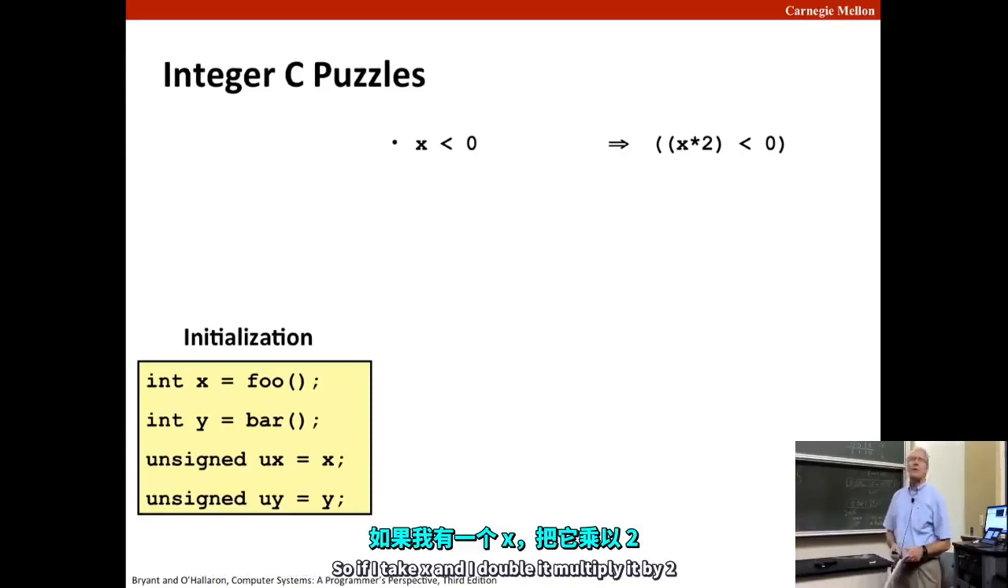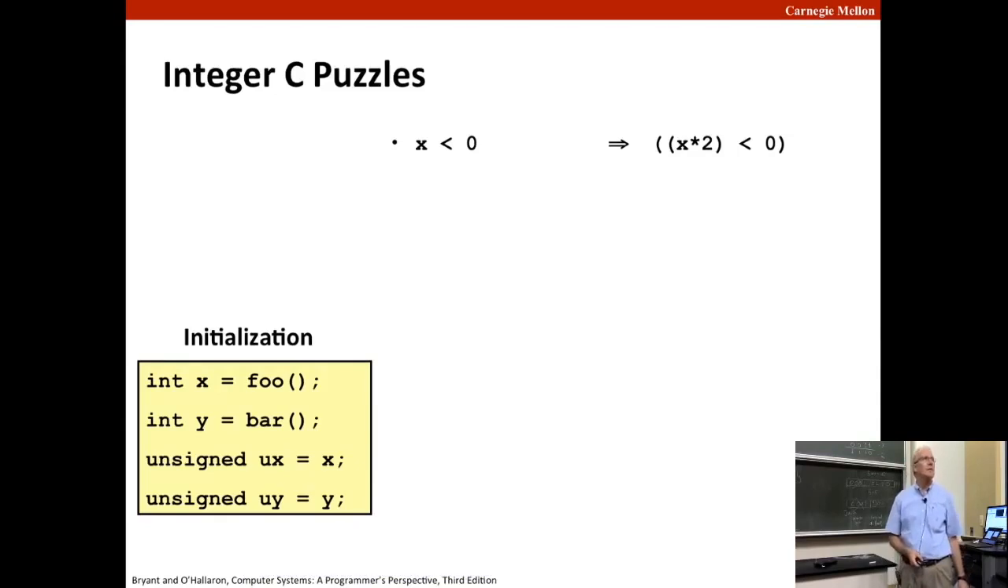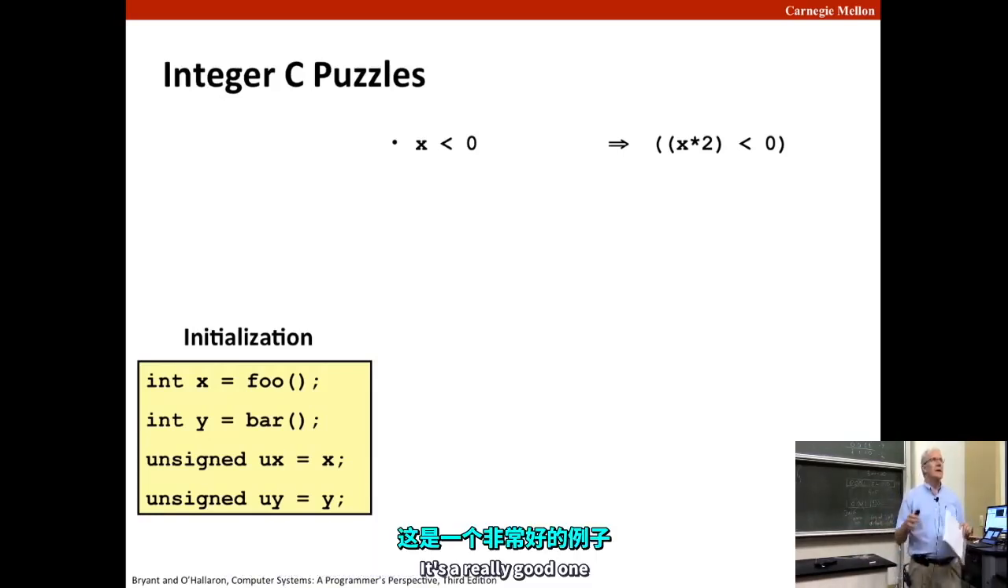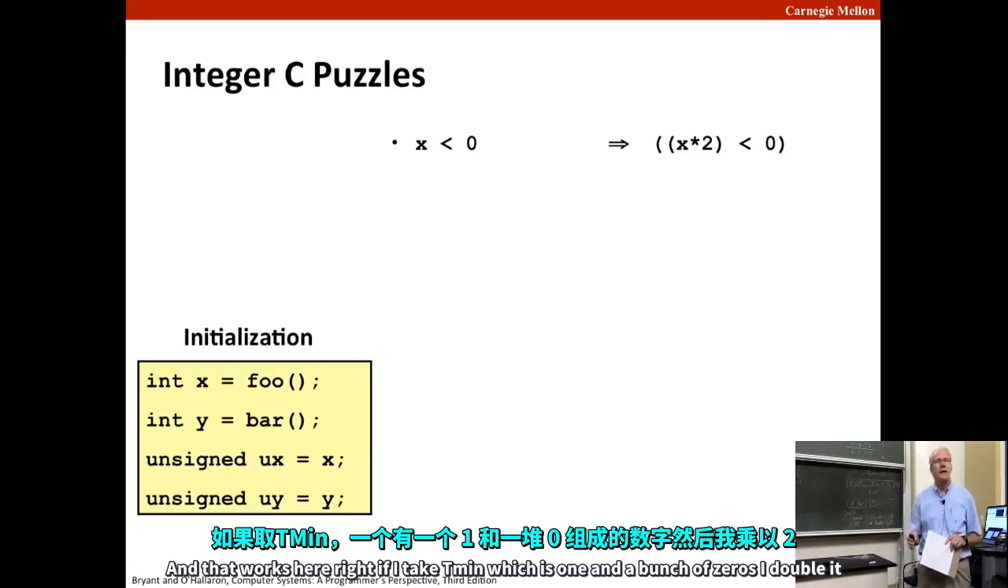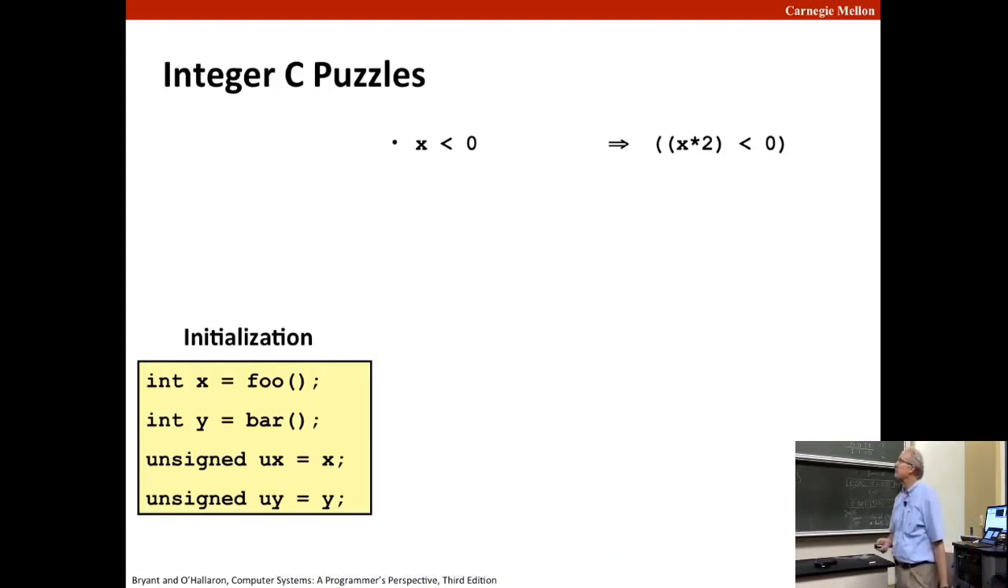So if I take x and I double it, multiply it by 2, if x were negative, am I guaranteed that 2x will be negative? No. By the way, one general way to find counterexamples is to try T-min. It's a really good one. And that works here, right? If I take T-min, which is 1 and a bunch of zeros, and I double it, it's like shifting it left, and it will become what? 0, right?